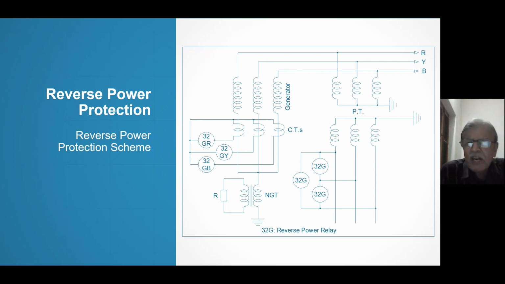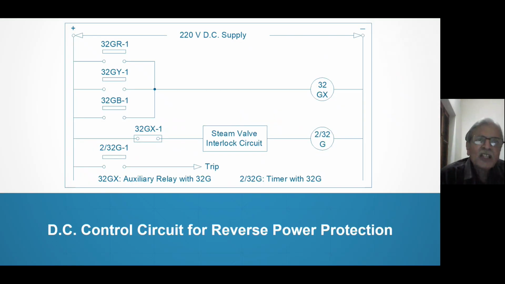32GR, GY, GB are fed by CTs. 32G is fed by PTs also. 32 is the number for low forward power relays. And then the DC circuitry is this: the 32GR, GY and GB are normally operated. Therefore, 32GX is operated. Therefore, 32GX1 is open. So the protection does not operate if the machine is normally working.